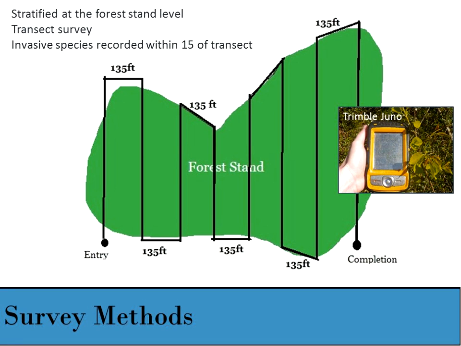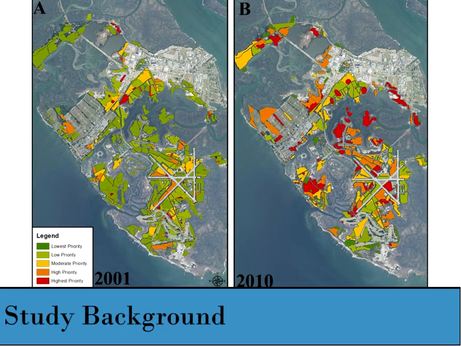So we were able to get point data using the Trimble Juno, and we were able to see the density and population levels of Chinese tallow throughout Parris Island. And so as you see here, in 2001, they had contracted out a survey prior, and I used similar methods to what they had done before, in 2010.